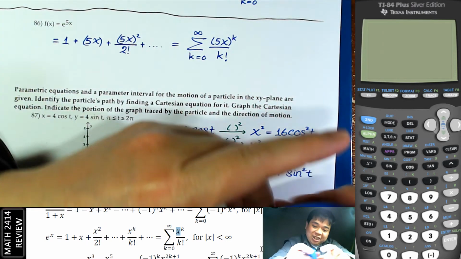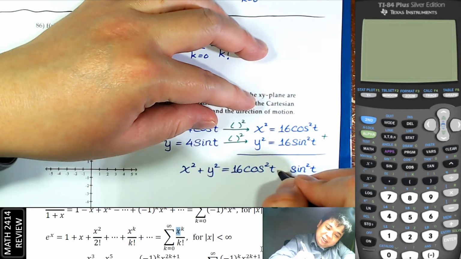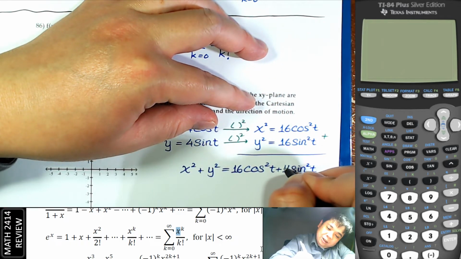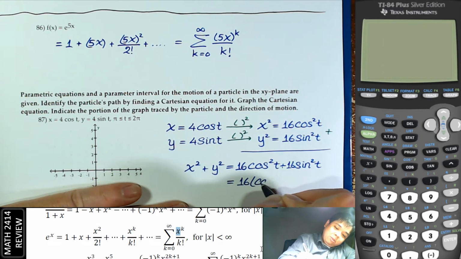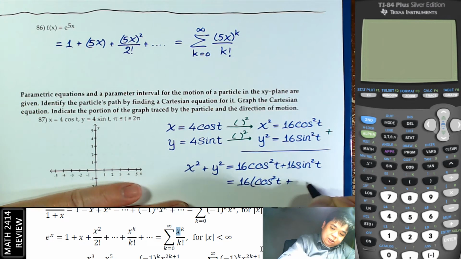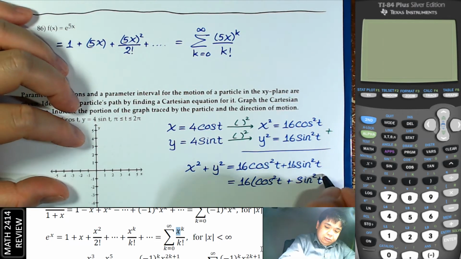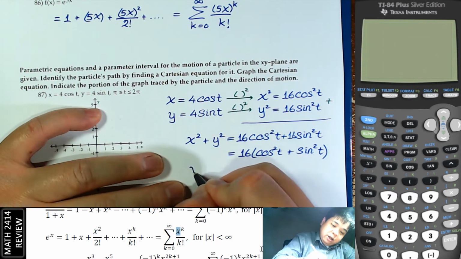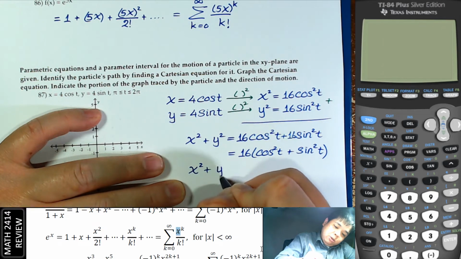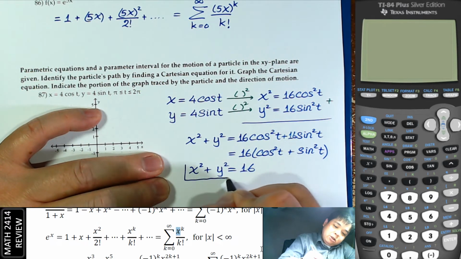I forgot the 16 here, right? We can just factor out the 16. Cosine squared plus sine squared is 1. So we just have x squared plus y squared equal to 16. This is of course the equation for a circle.